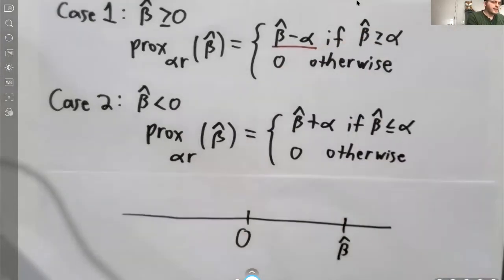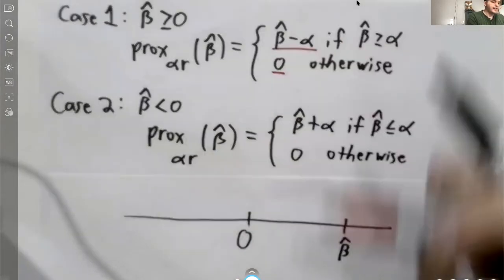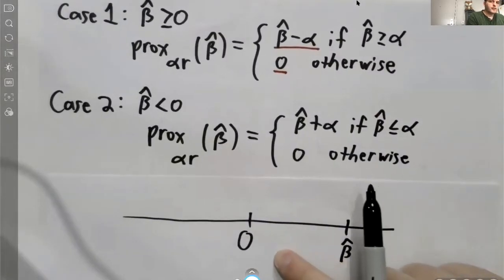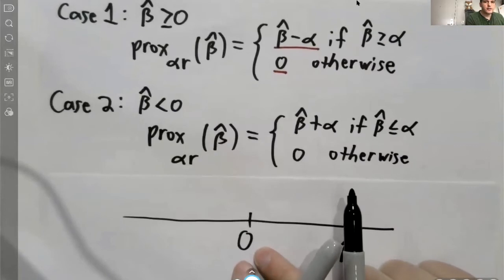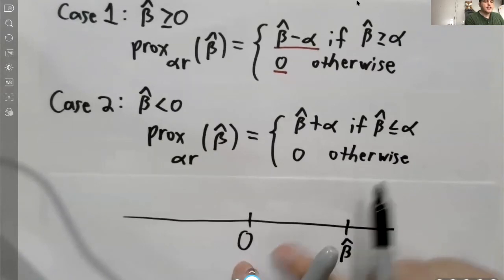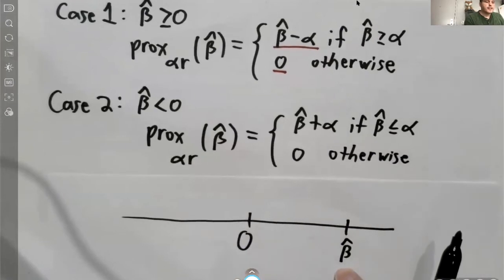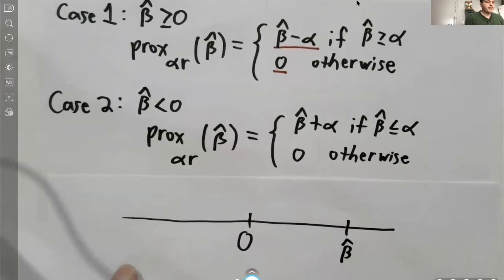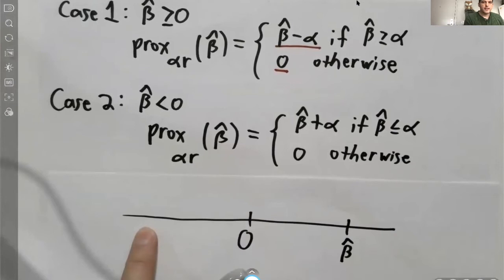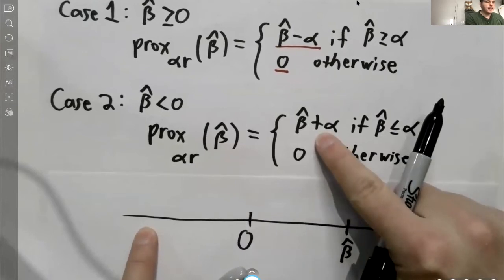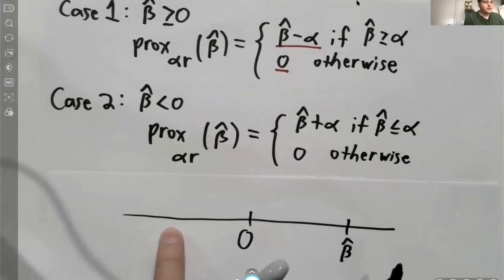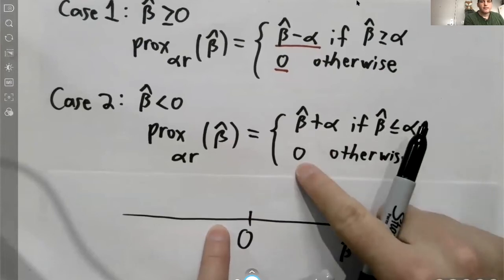What this zero is telling us is that as we move towards the origin a distance alpha, if we hit the origin, then we should stop at the origin. So what this formula is telling us visually is start at beta hat, move a distance alpha towards the origin, but stop if you hit the origin. And this formula is telling us the same thing. And if beta hat is negative, it's telling us a similar thing. Starting at beta hat, we should move towards the origin a distance alpha, but if we hit the origin, then we should stop.